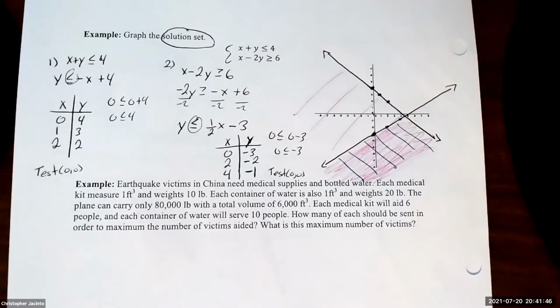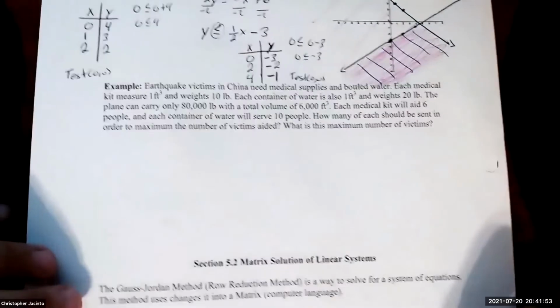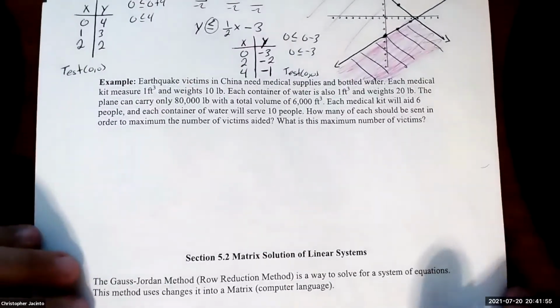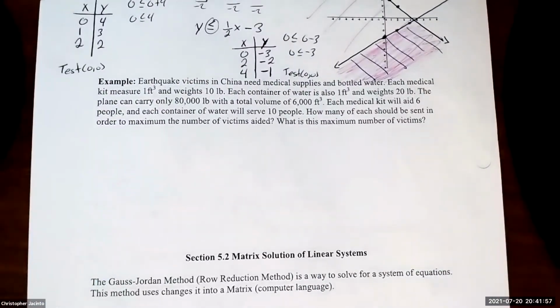Okay, so to finish off, I want to show you guys why this is so important in the real world. So this is a simple little example to show you guys what it does, or what a computer can really generate to help when it comes to it. Okay, so let's suppose we have an example here. Let's suppose earthquake victims in China need medical supplies and bottled water.